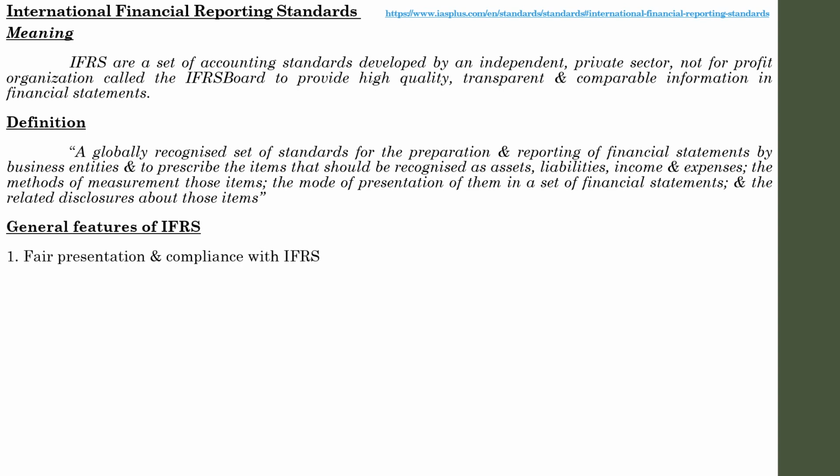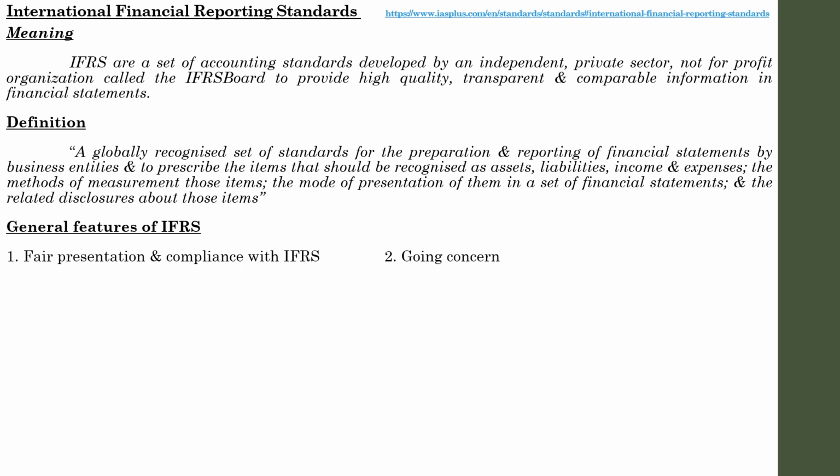Why are all these rules specified in IFRS? In order to present the financial statements truly and fairly. Next is going concern. We all know there is an assumption that every system follows a going concern concept. The main purpose of going concern means financial statements are presented on a going concern basis unless management either intends to liquidate the entity or to cease trade.